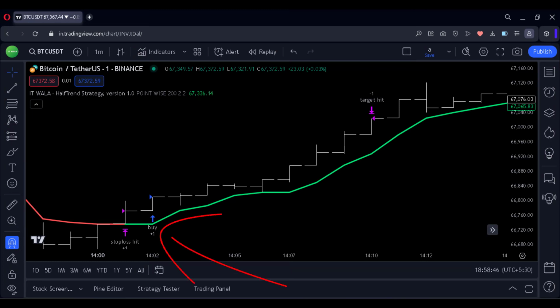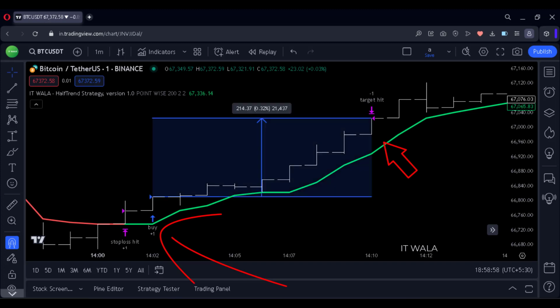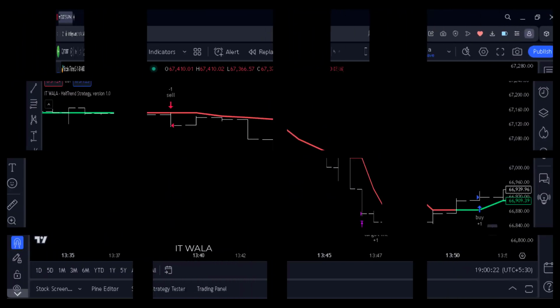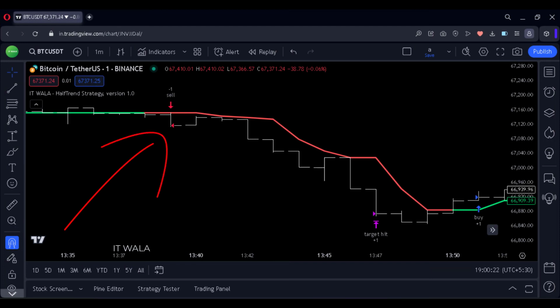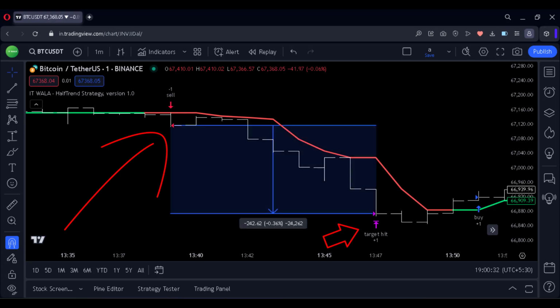So in a long trade, if the price goes 200 points above the entry level, our target gets hit and the trade closes. As you can see, this trade has reached the target of 200 points from the entry level. And in the short trade, if the price goes 200 points below the entry level, our target gets hit and the trade closes. As you can see, this trade has reached the target of 200 points from the entry level.